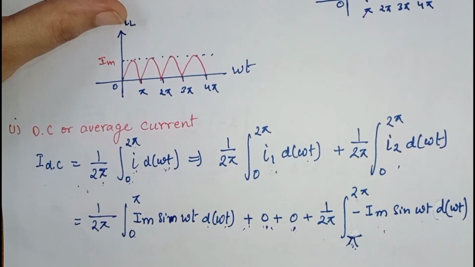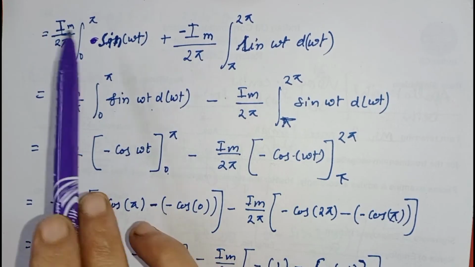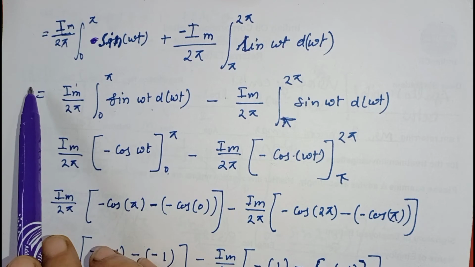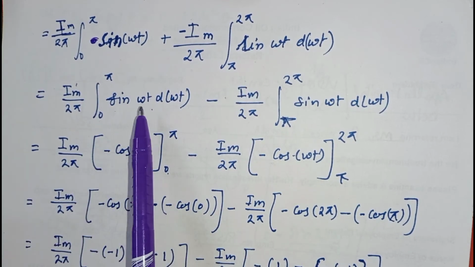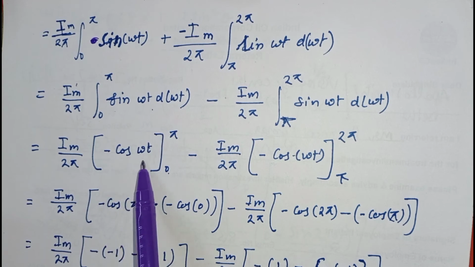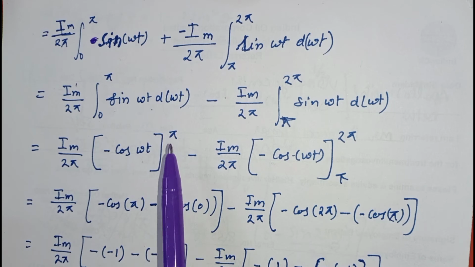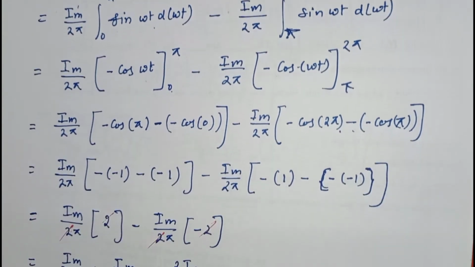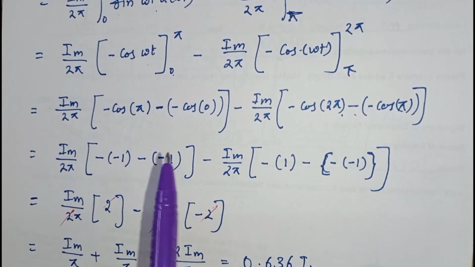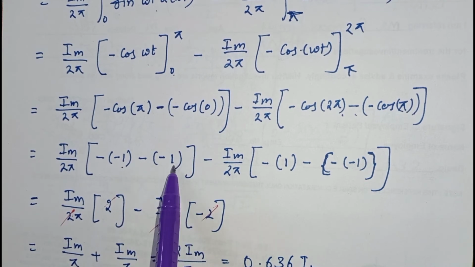Now we solve these equations. We will take the constant term Im out of the integration sign and integrate these two equations. Integration of sin omega t is minus cos omega t. Here it is also. Now we will apply the limits from 0 to pi. After applying the limits, we will get this equation, and after solving it we get cos pi is minus 1 and cos 0 is 1.